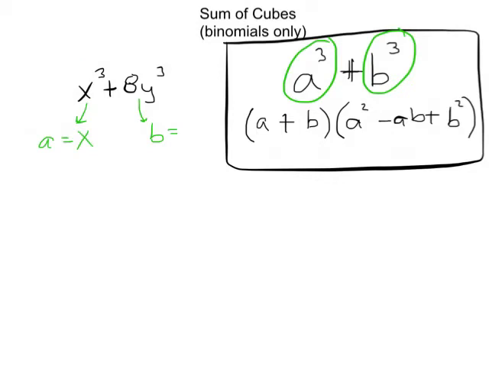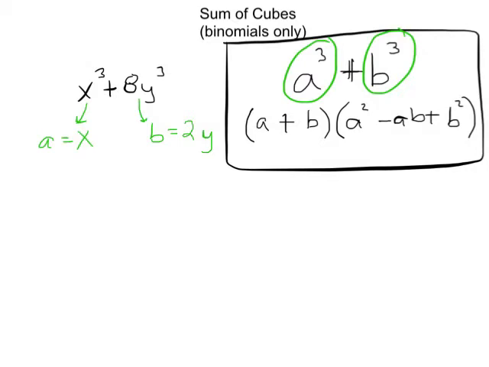Now what's B? B is the thing that I have to cube in order to get 8y cubed. So what do I have to multiply by itself 3 times in order to get 8y cubed? It should be not just 2, but 2y. And if I did 2y times 2y times 2y, I would get 8y cubed. Once you've identified those values, it's simply a matter of plugging the things into the formula.